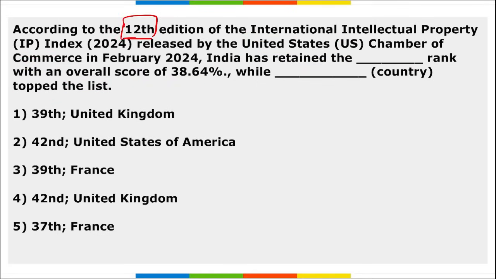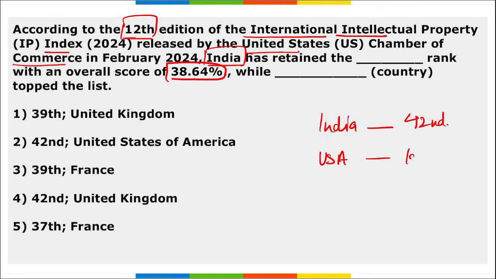Next, the 12th edition of the International Intellectual Property Index was released by the US Chamber of Commerce in Feb, and India has retained which rank with an overall score of 38.64%, while which country has topped the list? If we talk about the rank of India in this International Intellectual Property Index, India stands at 42nd position and the United States of America is at the first position. Correct? This is the International Intellectual Property Index, and remember, this was the 12th edition of this index that was recently released. So the right option here becomes option 2.